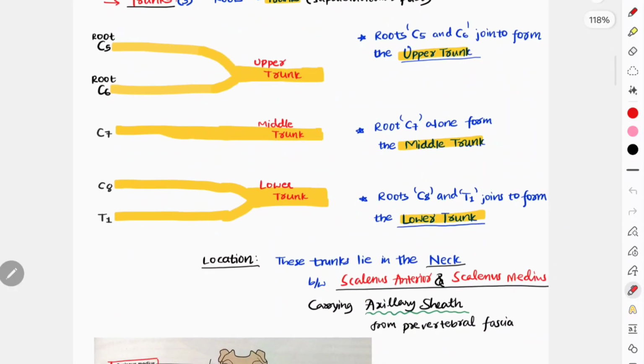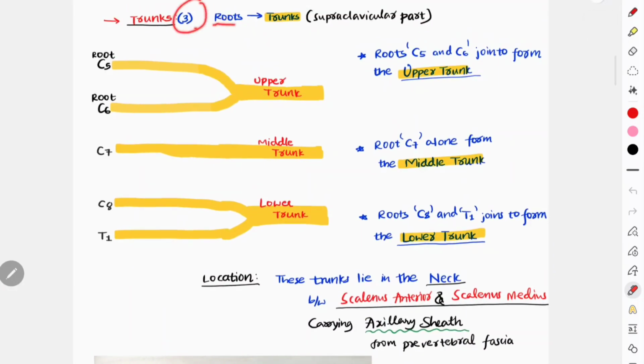And the trunks. Trunks are 3, right? So roots further form trunks. They are present in the supraclavicular part, above the clavicle. The C5 and C6 roots unite to form the upper trunk. The C7 root alone forms the middle trunk. The C8 and T1 unite to form the lower trunk.